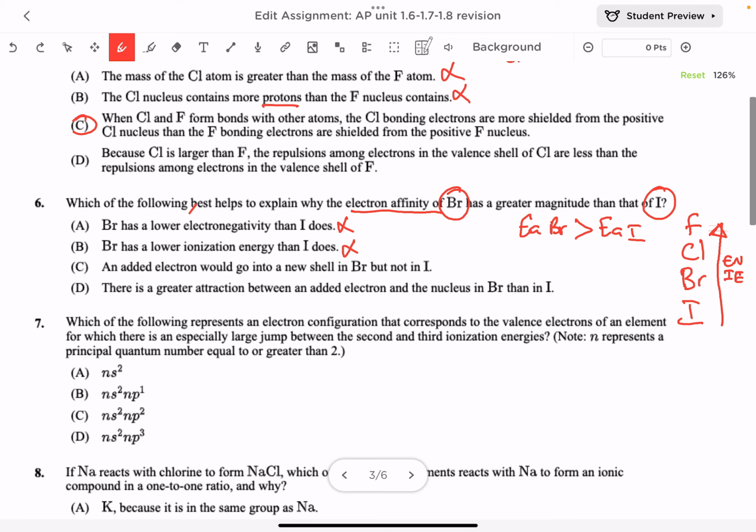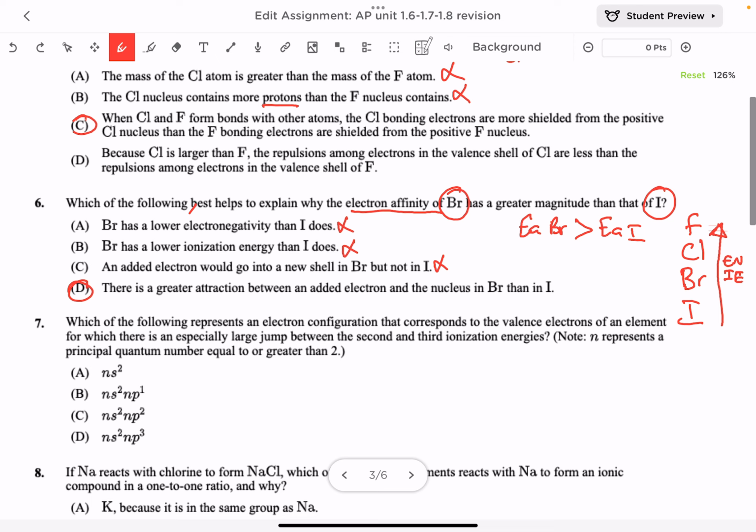An added electron would go into a new shell in Br, but not in I. That's extremely wrong, because they both have 7 valence electrons, and the electron is added in the same shell to complete the octet. And last, which is the right answer, there's a greater attraction between an added electron and the nucleus in Br than in I.